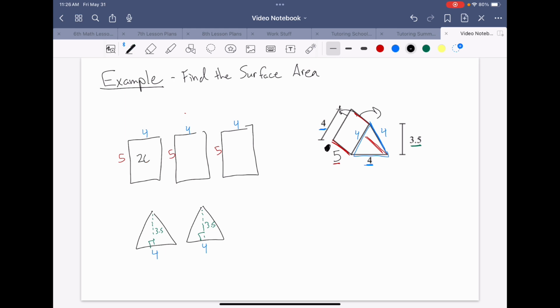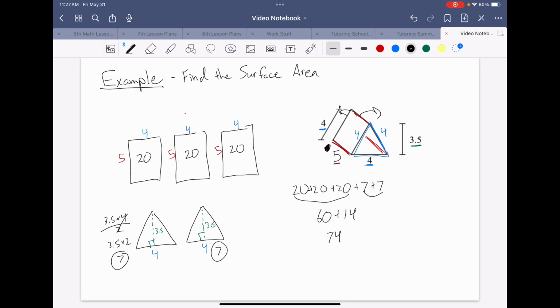So each rectangle, 4 times 5, will be 20. And then to do the triangles, I have to go with 3.5 times 4 divided by 2. What I like to do is simplify that a little bit. Go 3.5 times 2, which is 7. So each one of these triangles is 7. Now it's about adding it all up. So I have 20 plus 20 plus 20 plus 7 plus 7. These 3 20s are going to give me 60. The 2 7s are going to give me 14. Therefore, my surface area is 74 units squared.